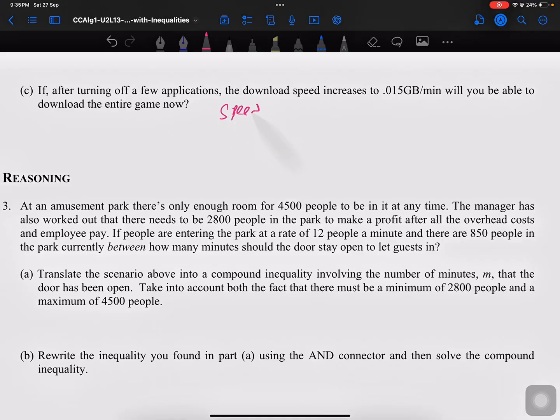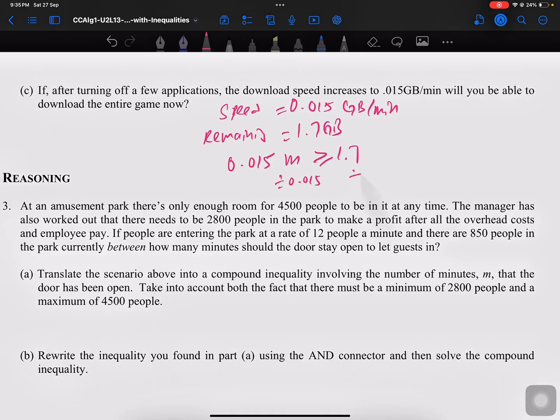Speed is 0.015 gig per minute. Remaining just now from B is 1.7 gig. So our new inequality will be 0.015 m. So now divide 0.015 both sides. I will have m is 113.3 minutes. So minutes change to hours. Divide by 60. I have 1.88 hours.